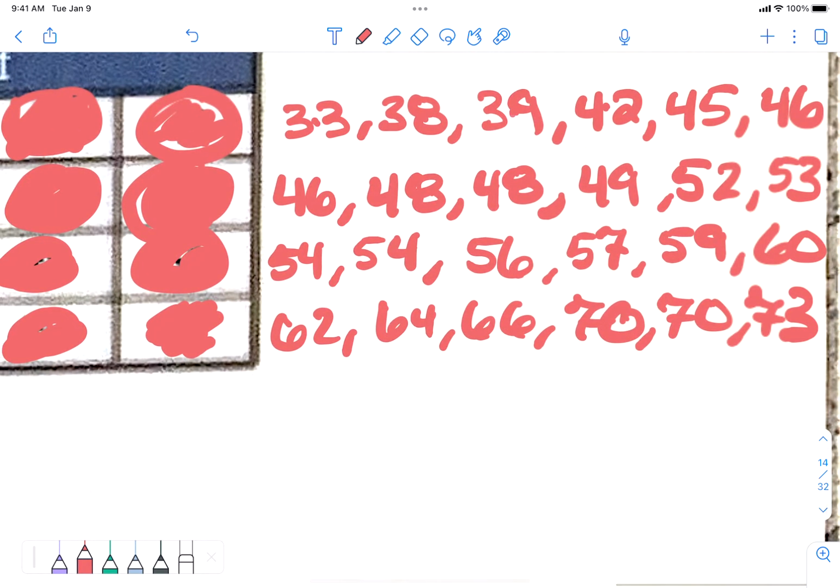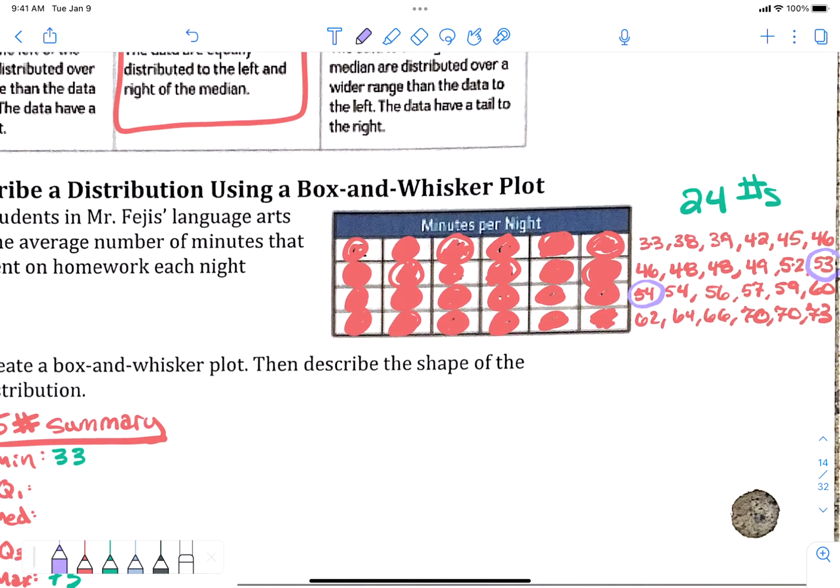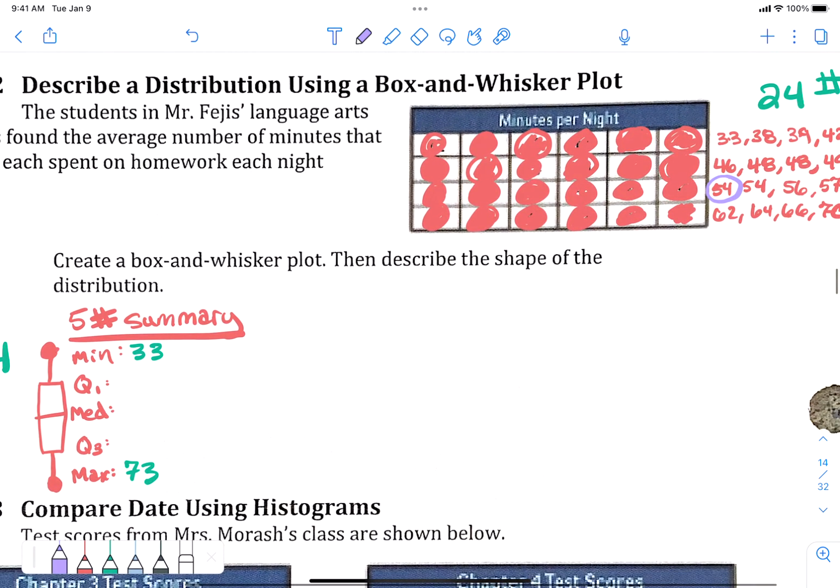So we're going to count to the 12th number. 1, 2, 3, 4, 5, 6, 7, 8, 9, 10, 11, 12. 53, the 13th number is 54. So which one do I go with? I go 53 and a half. We find the average, right? Okay, 53 and a half is your median.